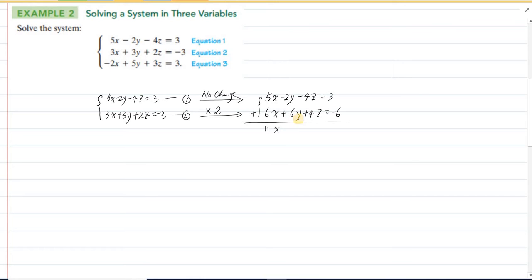So that will be 11x, then plus 4y. This is going to be gone. We're going to have -3. So that is my equation 4. Okay, we eliminated the same letter z.